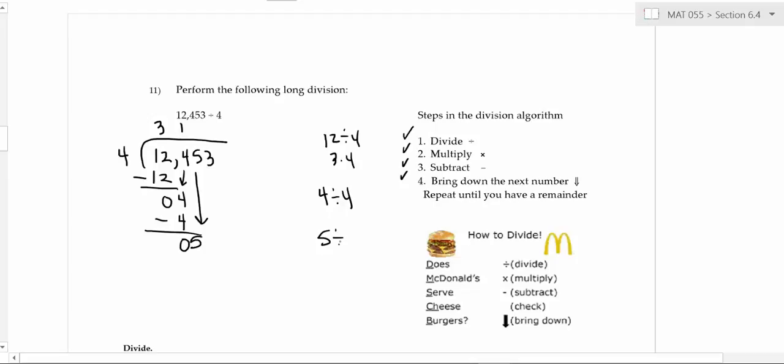Now, if we do 5 divided by 4, that goes in 1 time, and it's got something left over, right? It doesn't matter. You're going to figure that out anyway. So now multiply. 1 times 4 is 4. Step 3 is subtract. So you have a 1. Bring down the 3 and start over again. So now you're going to do 13 divided by 4, which is 3, the closest number you'll find. 3 times 4 is 12. Subtract, you have a remainder of 1.